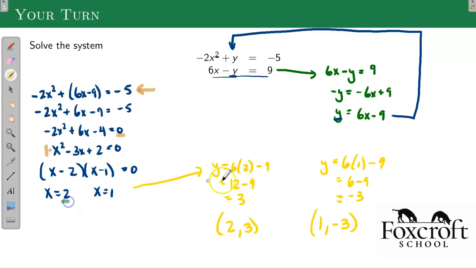And then when x is 2, I put that into my equation for y, and I get y has to be 3. When x is 1, I put that in my equation for y, and I get y has to be -3. So I get these two answers.